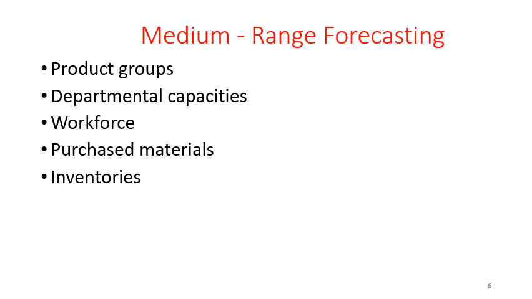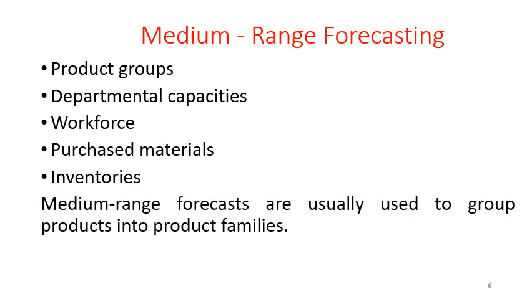Do I require or should I change my purchasing policy? Should I bring in an extra storage system, an extra warehouse? Should I rent an extra storage system or a warehouse or a depot to store my inventories? Correct? So medium range forecasts are usually used to group products into product families. If I say HVAC as a product line, in that a product family of say exhaust fans could be one product family. So I'm now talking about say air coolers or exhaust fans, something like that. Correct?